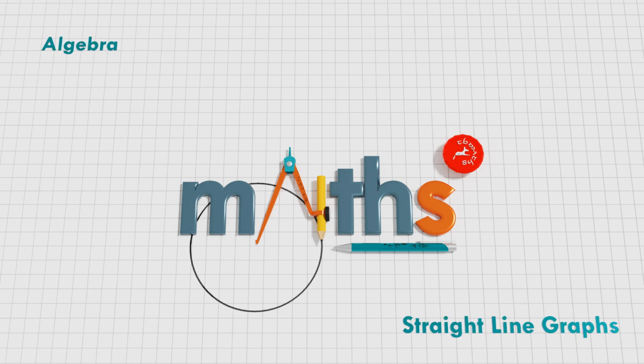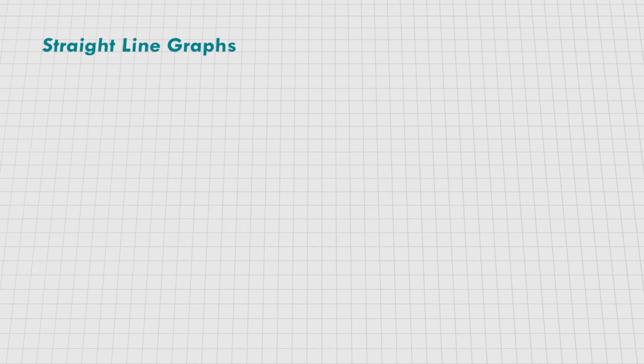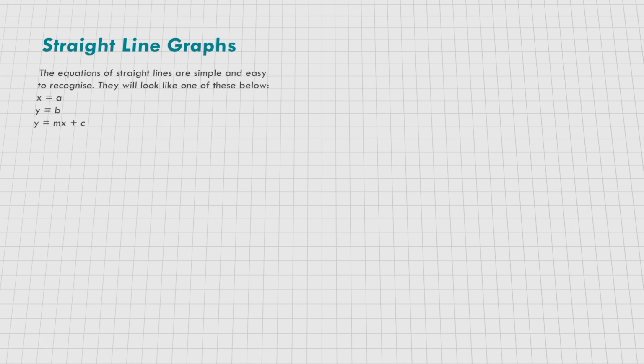In this video, we will be looking at straight line graphs. The equations of straight lines are simple and easy to recognize. They will look like one of these below: x equals a, y equals b, or y equals mx plus c, where a, b, c and m represent numbers. For example, x equals 4, y equals minus 3 and y equals 2x plus 1.